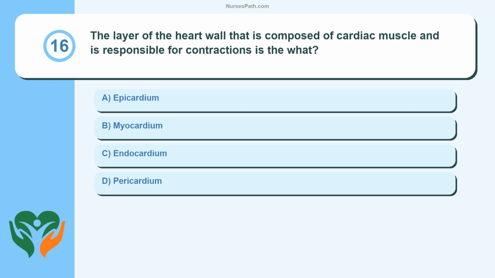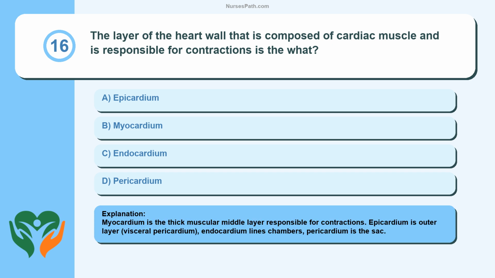Question 16. The layer of the heart wall that is composed of cardiac muscle and is responsible for contractions is the what? Epicardium, myocardium, endocardium, pericardium. Myocardium is the thick muscular middle layer responsible for contractions. Epicardium is the outer layer, visceral pericardium; endocardium lines the chambers; pericardium is the sac.